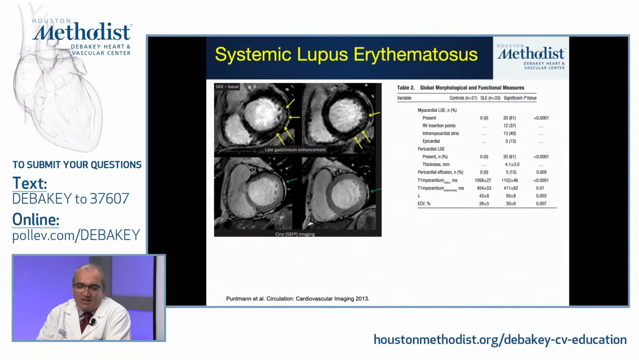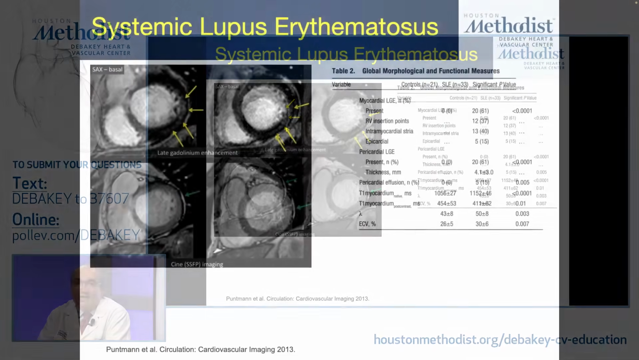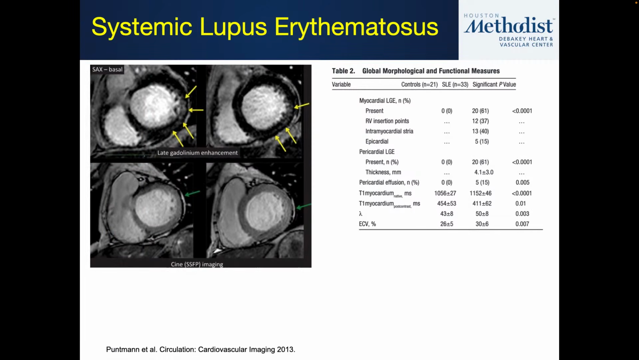And again, this is obviously a condition that's not very well studied, but there is this publication in the literature which identified two findings that are seen frequently in patients with systemic lupus. One is that there can be non-ischemic patterns of LGE or fibrosis in these patients within the left ventricle. And in addition to that, there can oftentimes also be pericardial hyperenhancement as well.